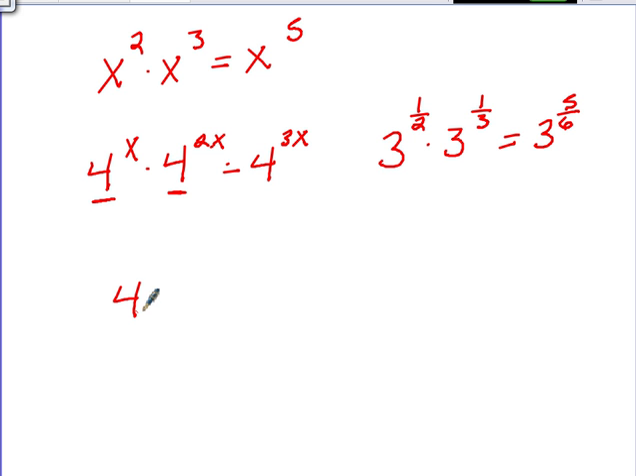Powers to powers, 4 squared to the 3rd power. Power raised to a power, make sure you're multiplying exponents. The bases do not change. Division.